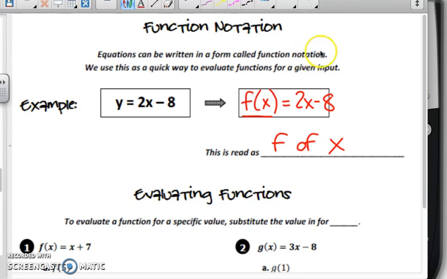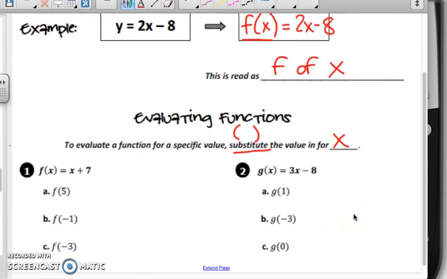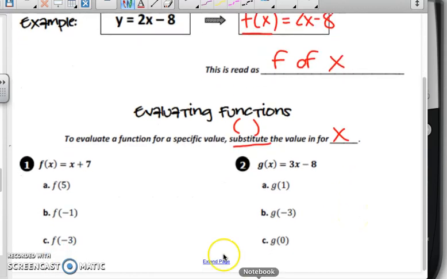So those parentheses kind of give you the word of an of. Okay? So when you evaluate a function for a specific value, you're going to substitute that value in for x. Okay? So on all these problems, they're going to give you an x value, and you're going to substitute in. When you substitute, use parentheses. Okay? All right. So let's look at a couple of examples. We're going to do A and B on these just to save us some time.